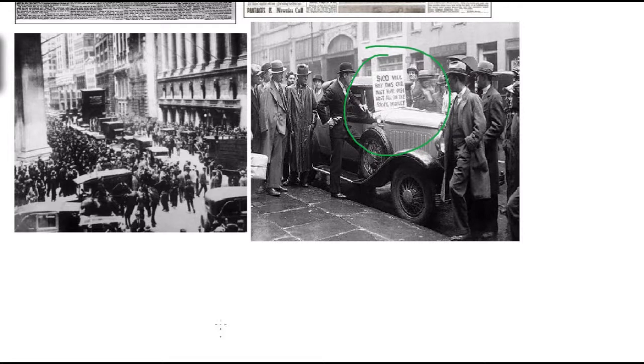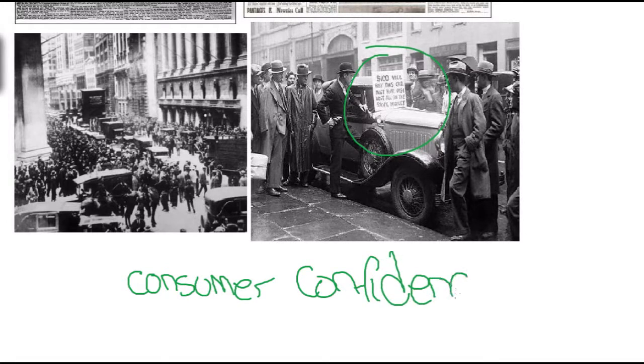The broader impact, of course, of this market crash is more than just the people who were investing money in the New York Stock Exchange, because it led to a decline in consumer confidence. People began to start worrying about the economy. They start worrying about their jobs. And because they start worrying about their jobs, they don't spend as much money. They stop buying things that they don't absolutely need. But once they stop spending money, many businesses have to cut back. They're not selling as much.